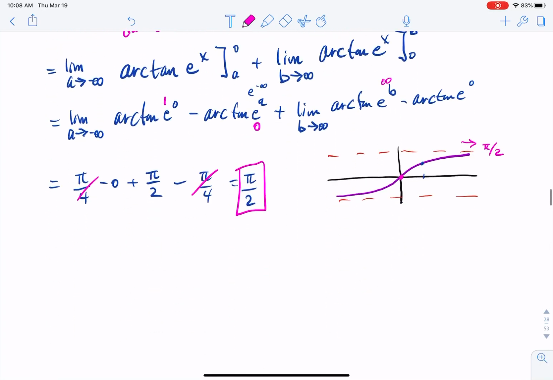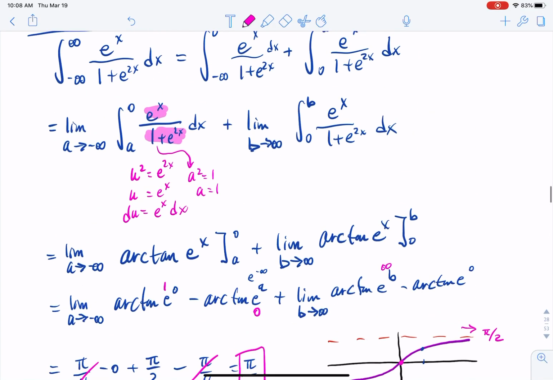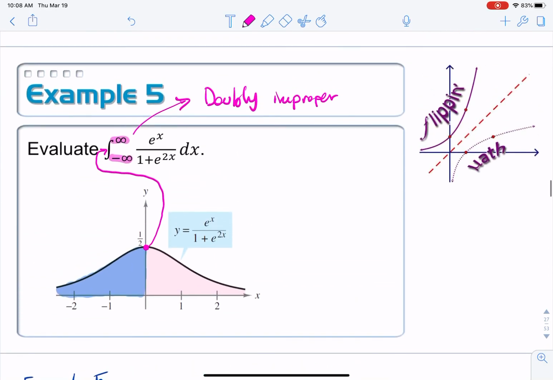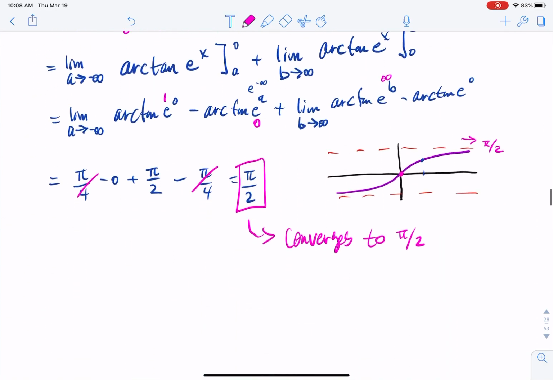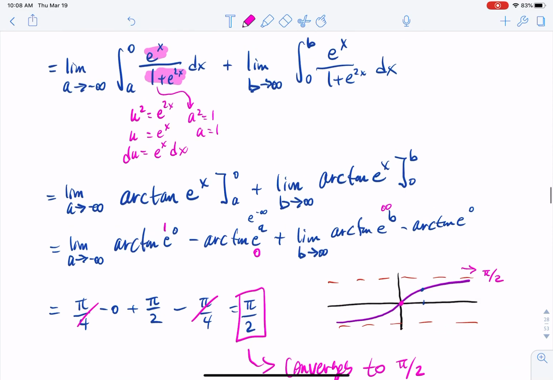So our area, of course, didn't we expect this, converges to pi over 2. Looks kind of familiar, right? All right, so that's going to wrap up this first series of improper integrals where it's the obvious case where one of your bounds of integration is infinite. Either the lower one's negative infinity or the upper limit is positive infinity. We're going to turn it into a limit.